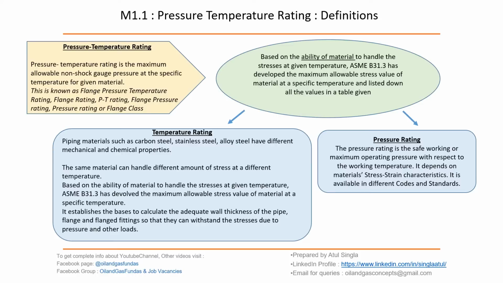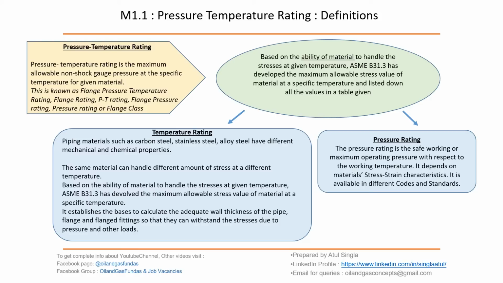Okay, now we have a standard code with us, ASME B31.3. This is our basic code which we use for process piping. It has developed a maximum allowable stress value of a material at a specific temperature, and listed down all the values in a table given in the code. Okay, so we have ASME B31.3, where for all materials, based on their ability to handle the pressure at a given temperature, everything is already mentioned, allowable stresses are mentioned. Okay, so now let us elaborate this thing.